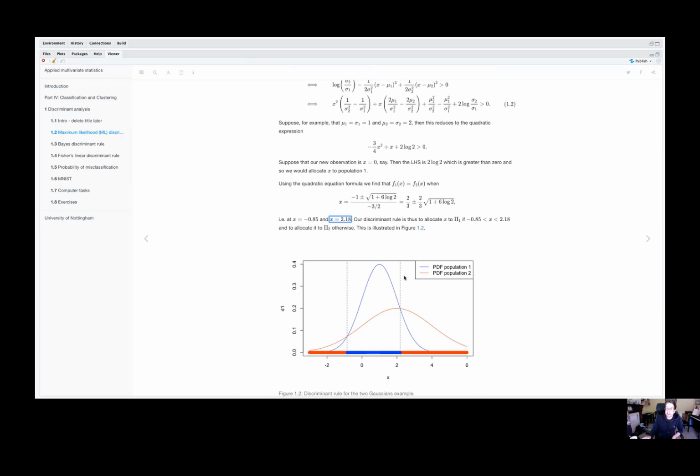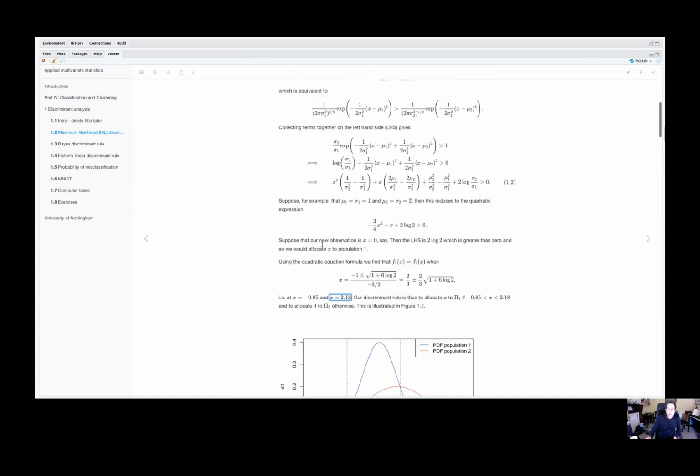So if we apply our ML discriminant rule, we're going to classify to population 1 if x is in this region, or we're going to classify to population 2 if it is in this region or this region. Notice in this case we don't have a connected decision region. We said in the previous video they should be connected. Well, that was for linear decision rules. Here we've got a quadratic decision rule, which is why we've not got connected regions.